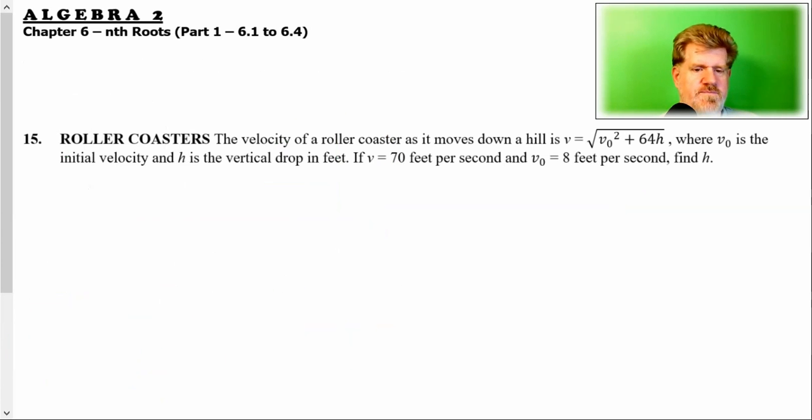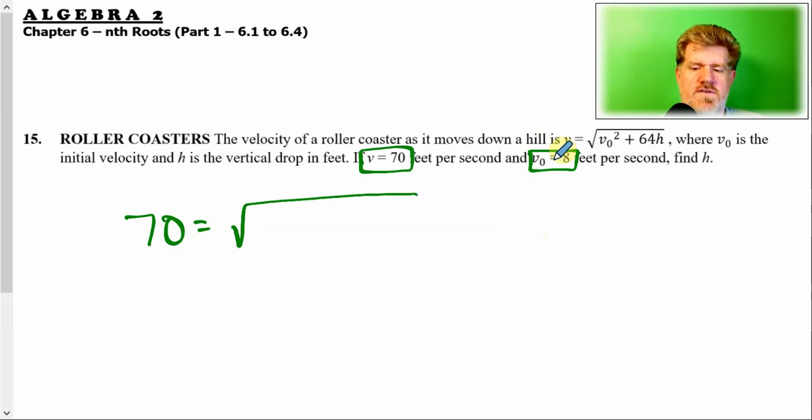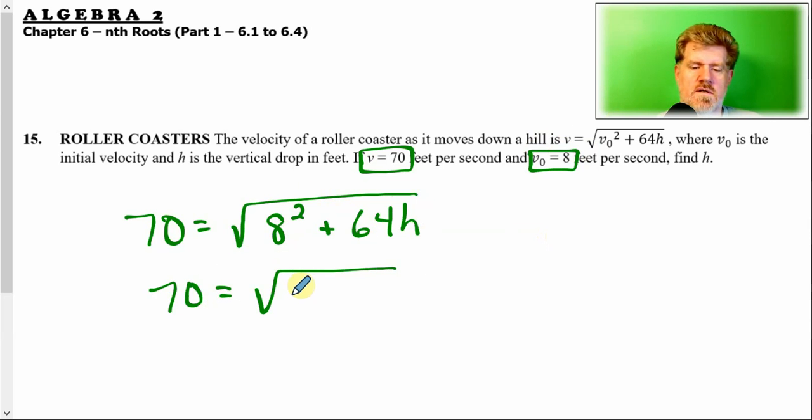All right. And you can plug them into an equation. I'm going to take that equation and plug in what we know. Here's what we're given. We're given that v is 70. So I'm going to put 70 in place of v. V sub 0 equals 8. So that's squared. 8 squared. And we don't know h. So 64 plus 64h.